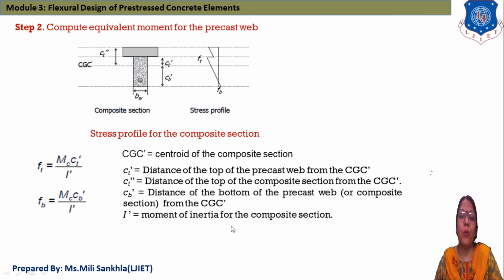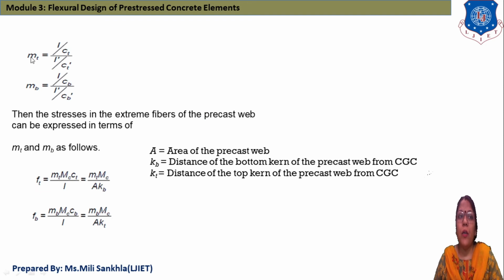I dash is the moment of inertia of the composite section. I is the moment of inertia of the precast web, and I dash is the moment of inertia of the composite section. Now here MT is equal to I by CT and I dash by CT dash. Same, MB is equal to I by CB. We discuss for bottom, here we discuss for top. I by CB and I dash by CB dash. This one is for the precast web and this one is for the composite section.